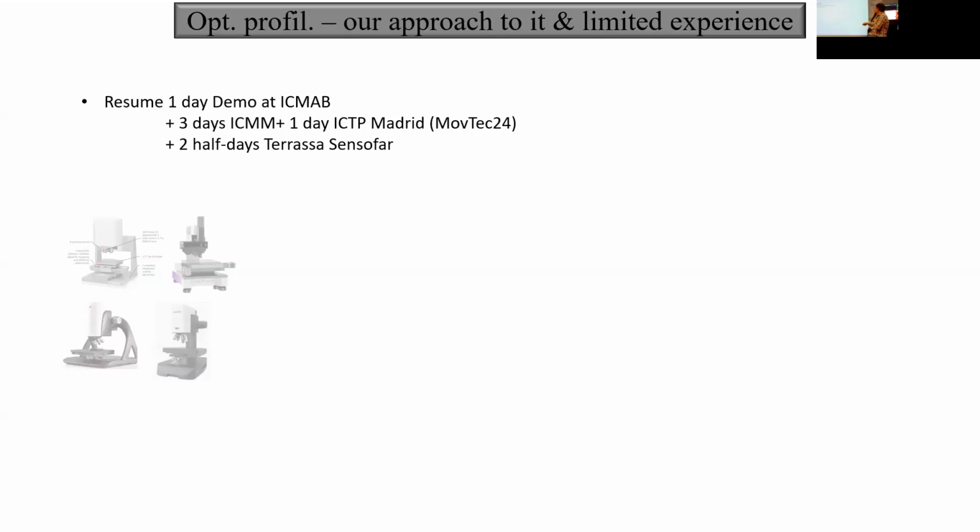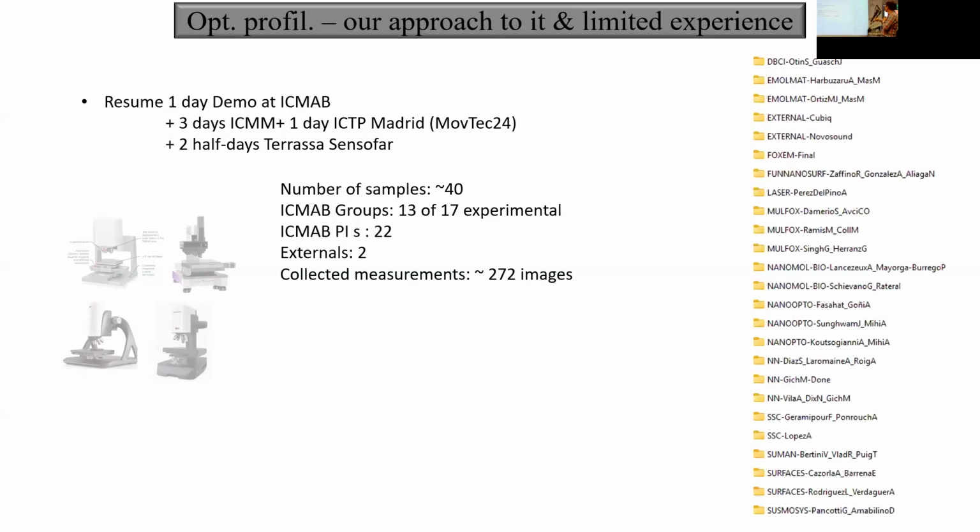I am not going to enter into detail. The number of samples that we have been measuring is quite large, and I think that they represent a wide range of systems of the Institute.